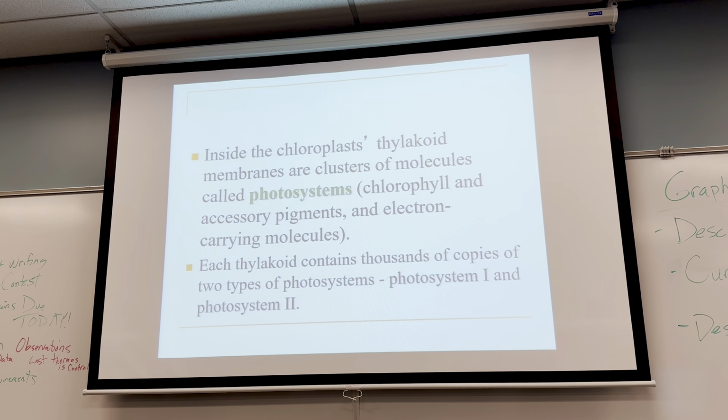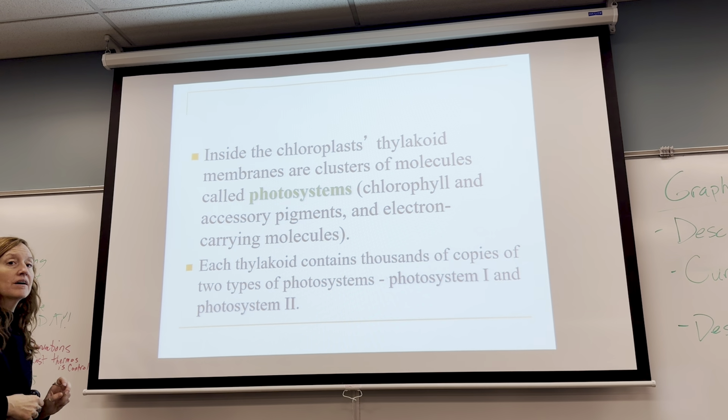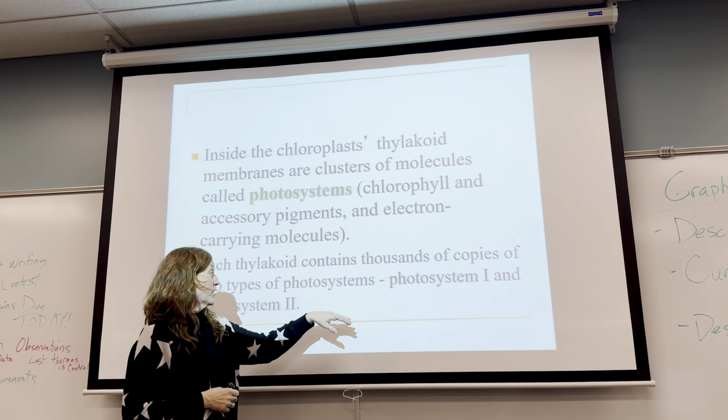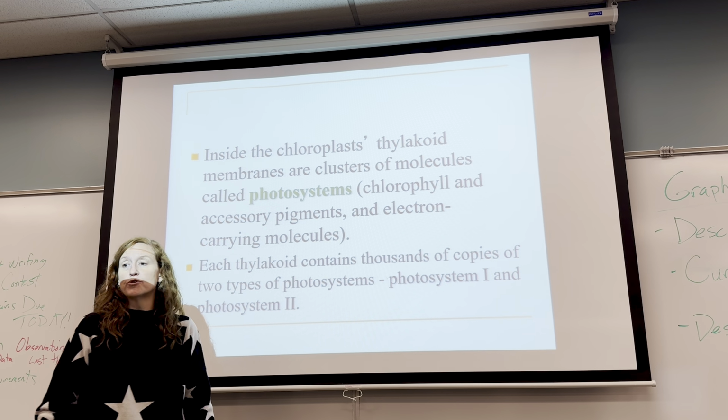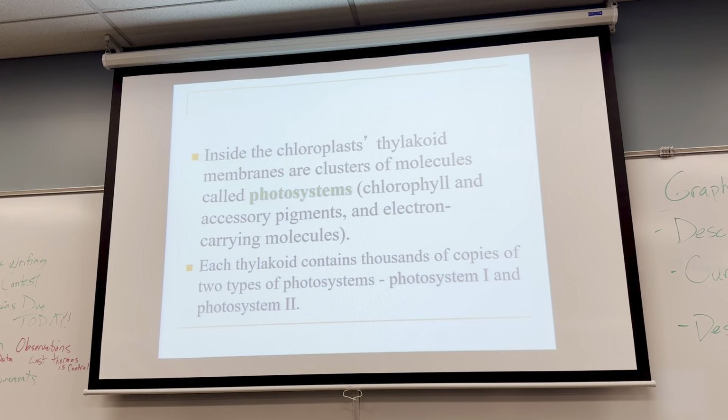There are thousands of these photosystems within the membrane of the thylakoid. We call them photosystem 1 and photosystem 2. We actually start with photosystem 2 and it goes down to photosystem 1. We'll get to that in a second.